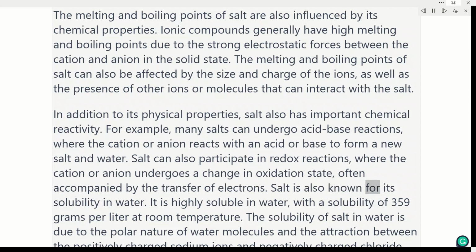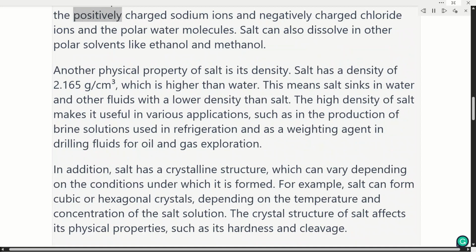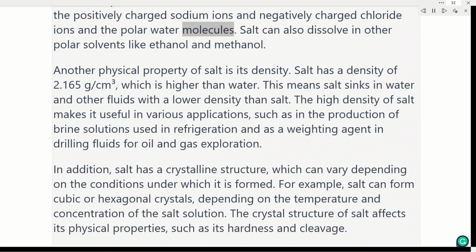Salt is also known for its solubility in water. It is highly soluble in water, with a solubility of 359 grams per liter at room temperature. The solubility of salt in water is due to the polar nature of water molecules and the attraction between the positively charged sodium ions and negatively charged chloride ions and the polar water molecules. Salt can also dissolve in other polar solvents like ethanol and methanol.